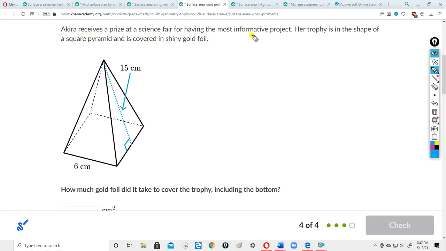So-and-so receives a prize. Her trophy is the shape of a square pyramid covered in shiny gold foil. How much foil did it take to cover the trophy, including the bottom? Okay, so we're still doing surface area. This is a square pyramid. That means the base is a square, so that's the base down here. Area of a square is just side squared. Each side is going to be 6. 6 times 6, of course, is 36.